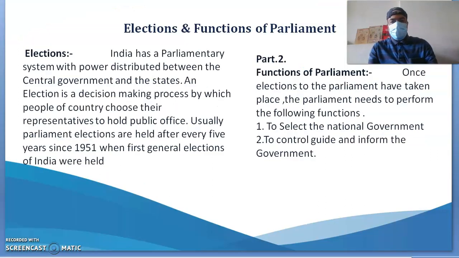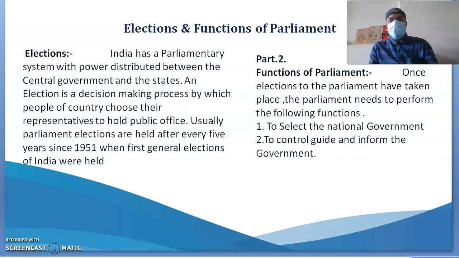Now, what are elections and functions of Parliament? Elections. India has a parliamentary system of government with power distributed between the central government and the states. An election is a decision-making process by which people of a country choose their representatives to hold public office. Usually, parliament elections are held after 5 years, since 1951, when the first general elections of India were held.